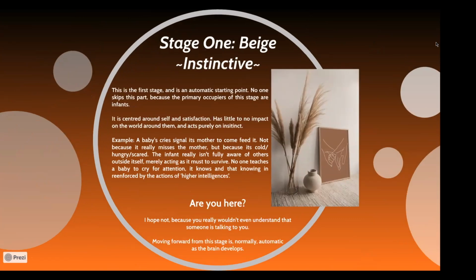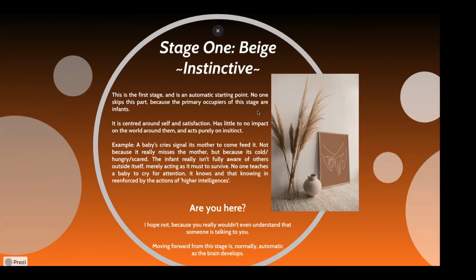Stage one, beige. Each stage has a color and also has a defining attribute put to it. So stage one, beige, which is instinctive. This is the first stage and is the automatic starting point. You can't skip this. No one skips this point because the primary occupiers of the stage are actual infants. It is centered around self and satisfaction. It has little to no impact on the world around them and acts purely on instinct.